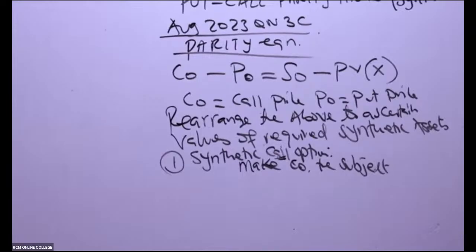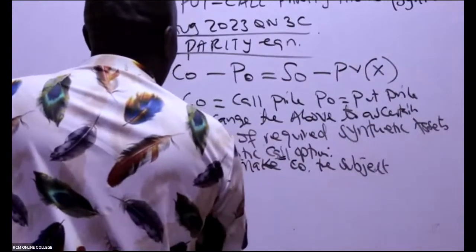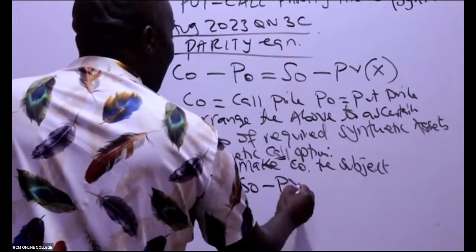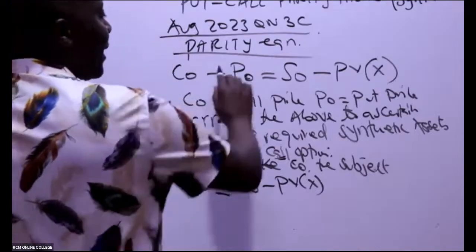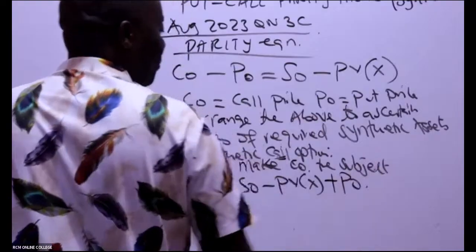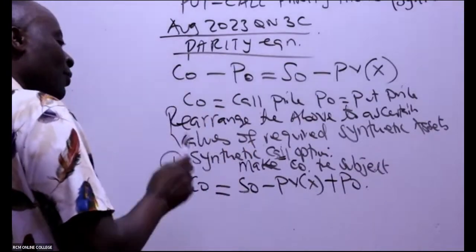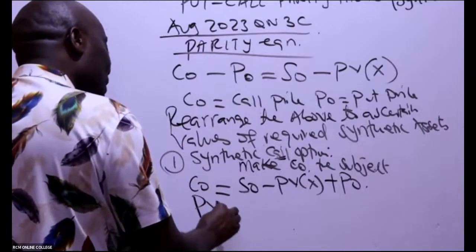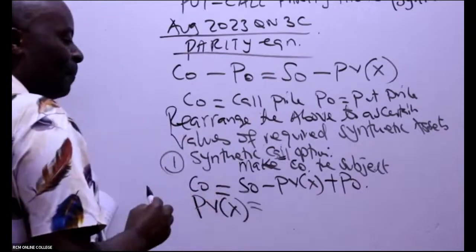So in this particular case, if they want to make CO the subject, CO will be equal to SO minus PV of X, plus PO, because this is going to the other side. The very first thing I would want you to do if you get this kind of question in an exam is to give me PV of the exercise price.